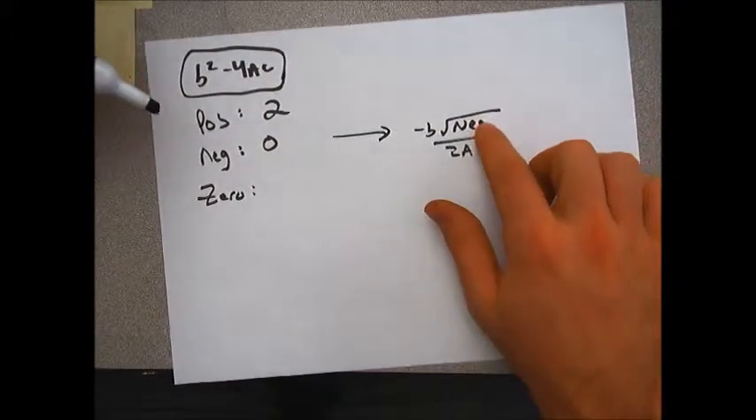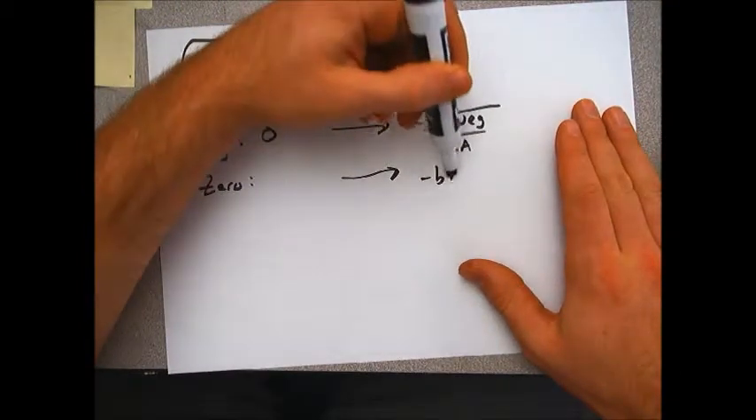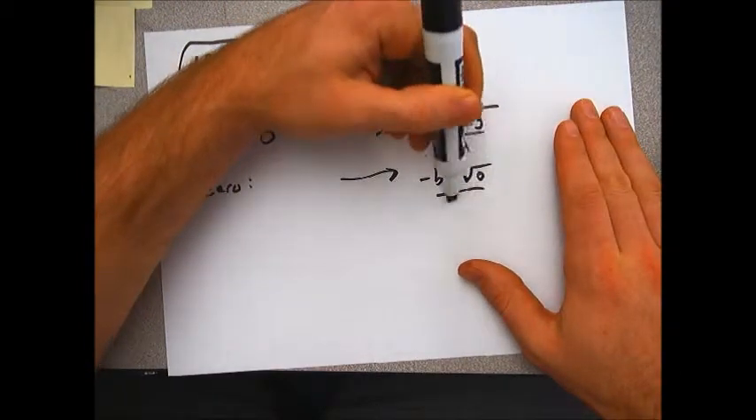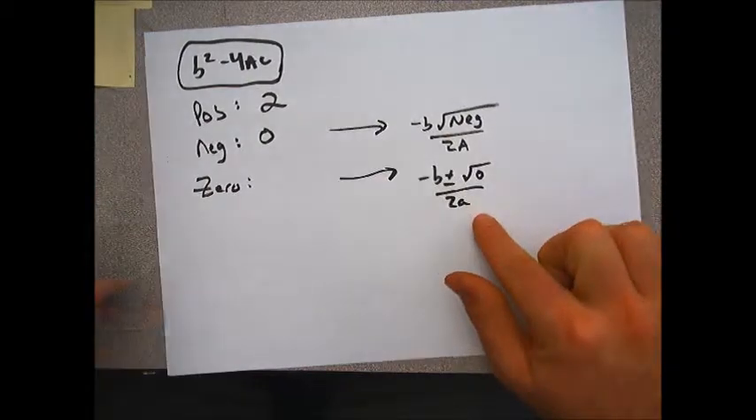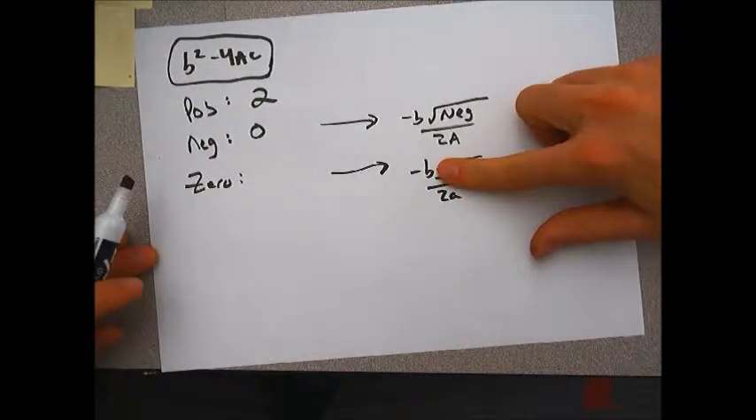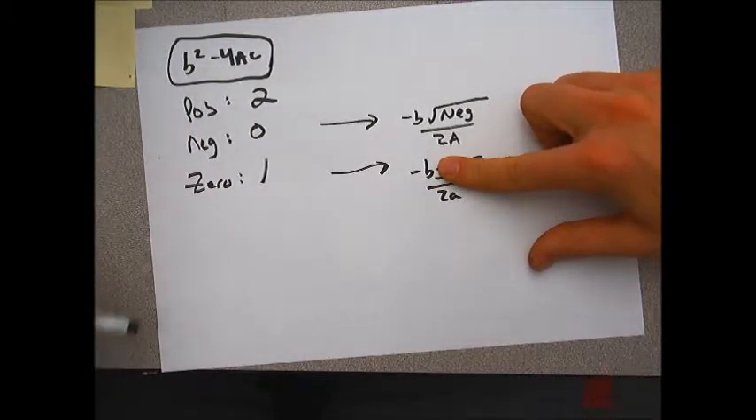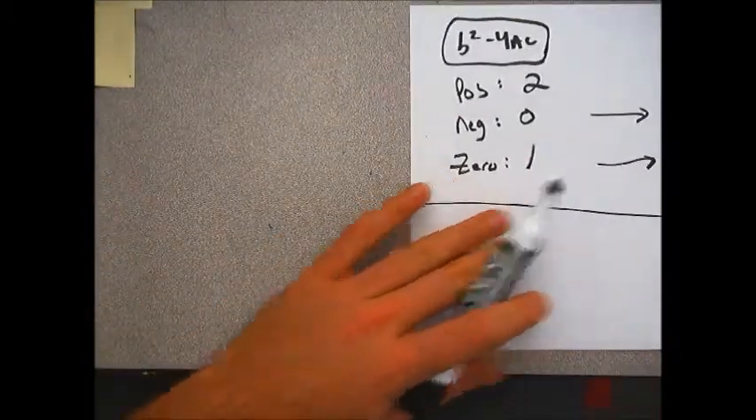Say you get 0 underneath here. Well, if you have 0 underneath here, this would be negative b plus or minus the square root of 0 all over whatever 2a was. And if this is a 0, the square root of 0 goes away, and the only thing you're left with is negative b over 2a, which means you're just going to get one answer. So let's keep that in mind. I'm going to pull this off to the side.